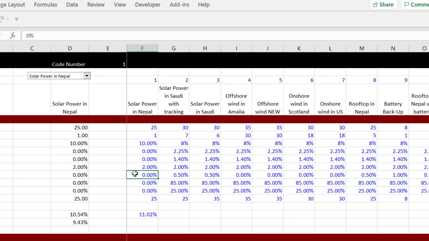A degradation rate is almost the opposite. If you have a degradation rate, you have to get a bigger solar panel today to get the same amount of power in the future. And you're going to have to replace that or use something else. We have to reflect that degradation, which just keeps going down and down. That's reflected like the opposite of an inflation rate.